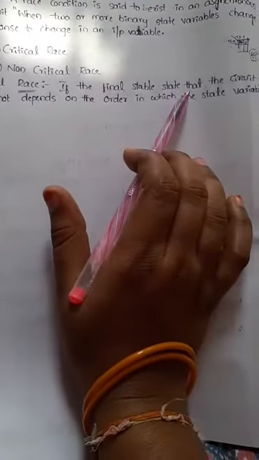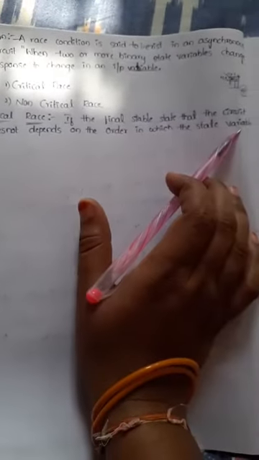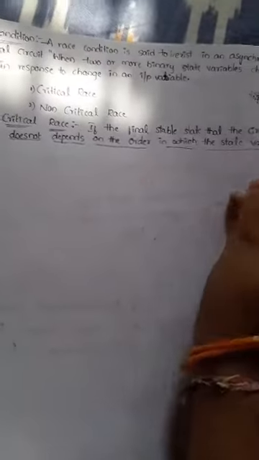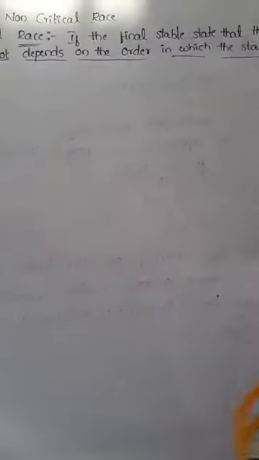A non-critical race is one where the final stable state that the circuit reaches does not depend on the order in which the state variables change. It doesn't depend upon the order, like 0 0 to 1 1, or 1 1 to 1 0, or 1 1 to 0 1. It doesn't depend upon the order, but whenever the state variable changes from 0 to 1, whether the stability condition is possible or not, that is called the non-critical race.